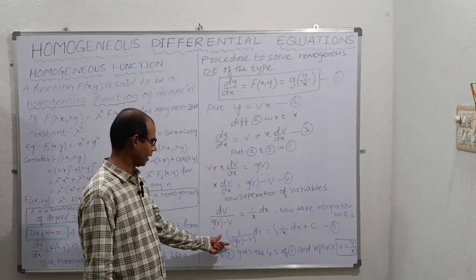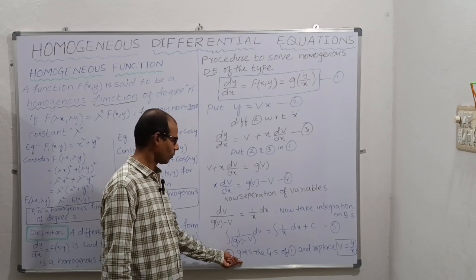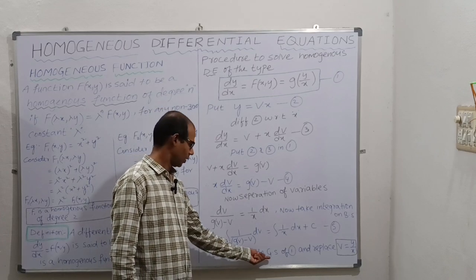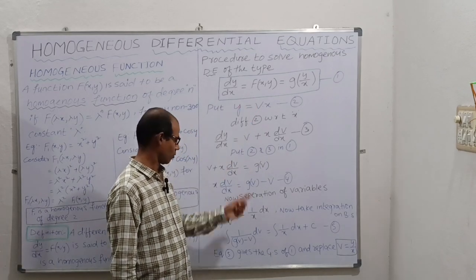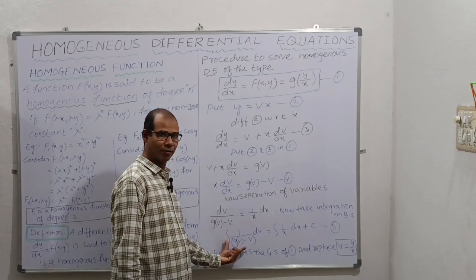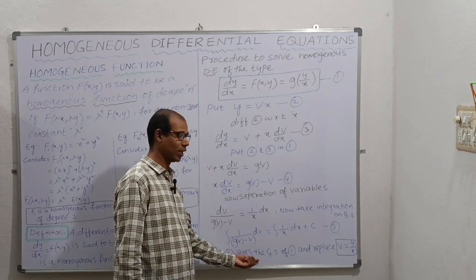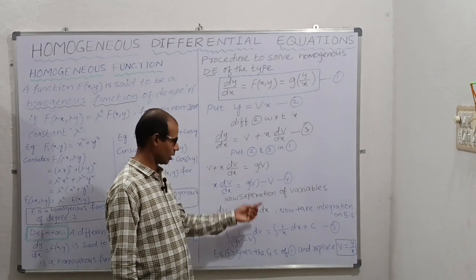So now if I find the integration of this one, then we will get the general solution of equation number 1. So इसका इंटीग्रेशन फाइंड करने के बाद क्या मिलेगा? हमको जनरल सॉल्यूशन मिलेगा, इक्वेशन 1 का जनरल सॉल्यूशन मिलेगा.